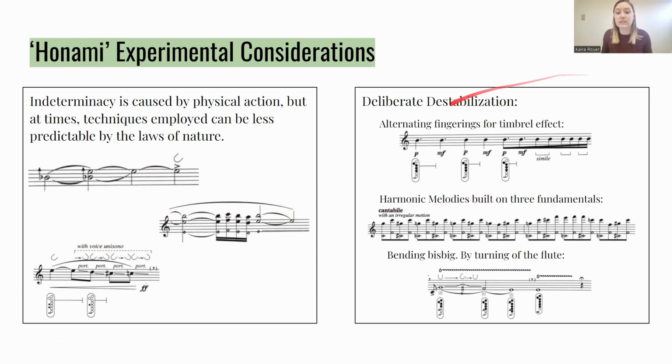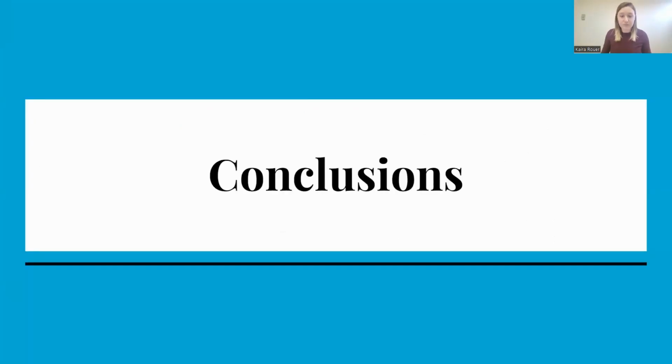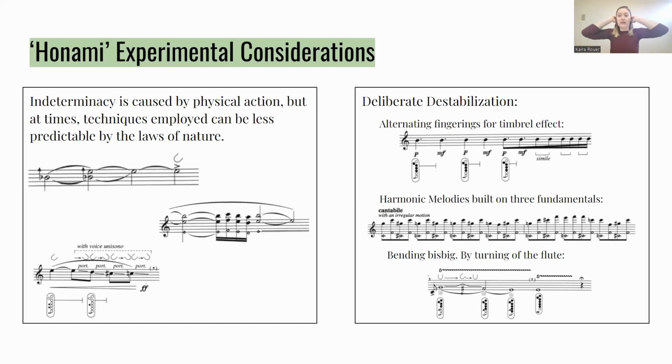And then here's some more deliberate destabilization, where we use alternate fingerings for the same pitch, and it creates this very different tone color. And that fingering might be different for different flute models. And then we have our harmonic melodies built on the 2 fundamentals, and then the bending of the glissandos. So it's already being destabilized with a timbral trill or a tremolo, and then you're turning the flute in and out and destabilizing it further. So it's like a destabilization on a destabilization. So that is Honami and Ilios.